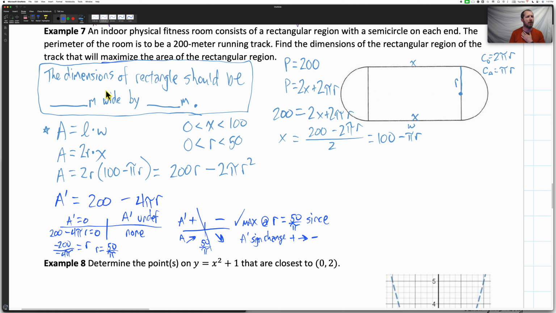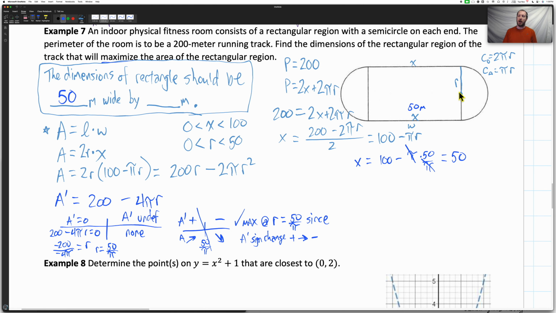So what do they ask us for? Dimensions of our rectangle. Okay, so we need our width, which is exactly x. We don't have x. We have x equals 100 minus pi r. So let's find that. 100 minus pi times the r value we just got, which was 50 over pi. Glad we left it in terms of pi, because now we have 100 minus 50, which is just 50. So it's going to be 50 meters wide.